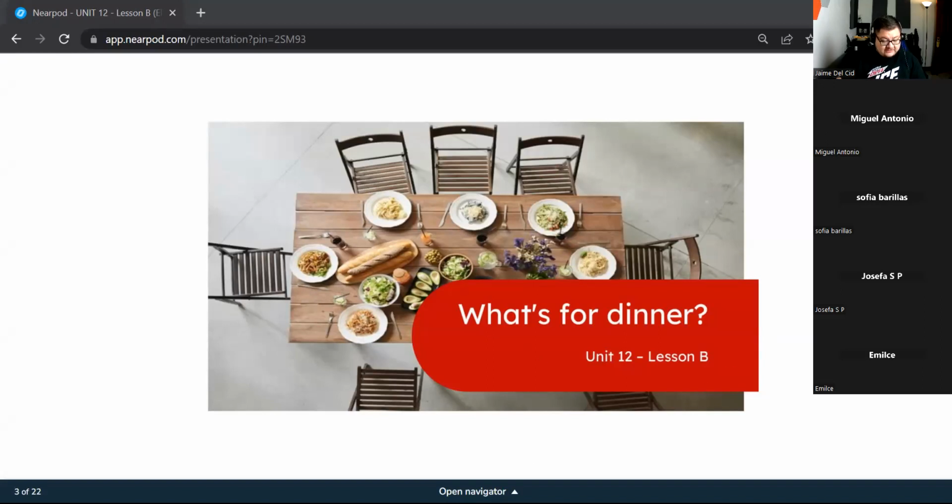Okay, so today's lesson is going to be what's for dinner. What's for dinner is the name of the lesson, and what we're looking for is to create some vocabulary first, of course, and also to learn some grammar related to food.